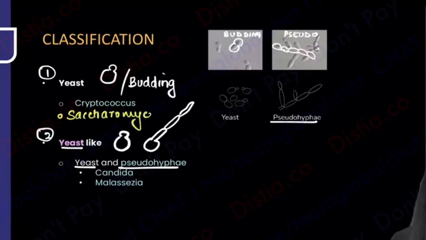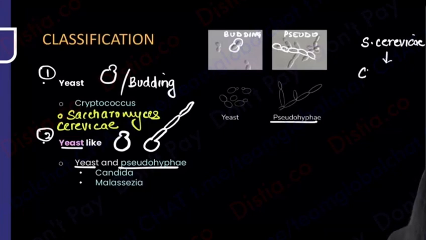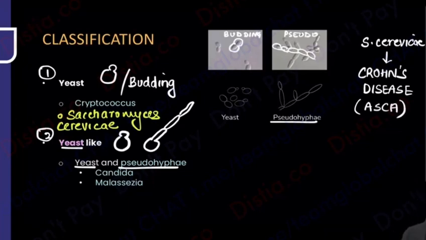Now, let me ask you, where else have you studied Saccharomyces cerevisiae? I'm sure you've heard of this particular thing. Where have you read Saccharomyces cerevisiae? So go back to your medicine lectures and even your pathology lectures. Saccharomyces cerevisiae is a very important organism that you have studied in Crohn's disease. And over there in Crohn's disease, you have also studied that there is an antibody called anti-Saccharomyces cerevisiae antibody.